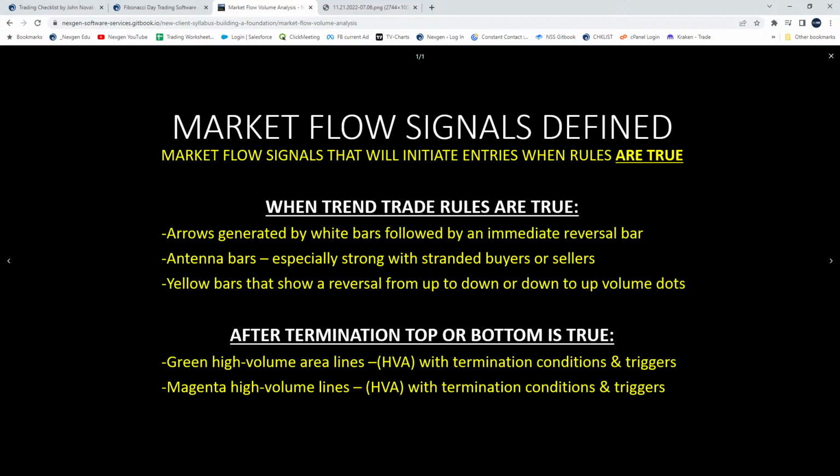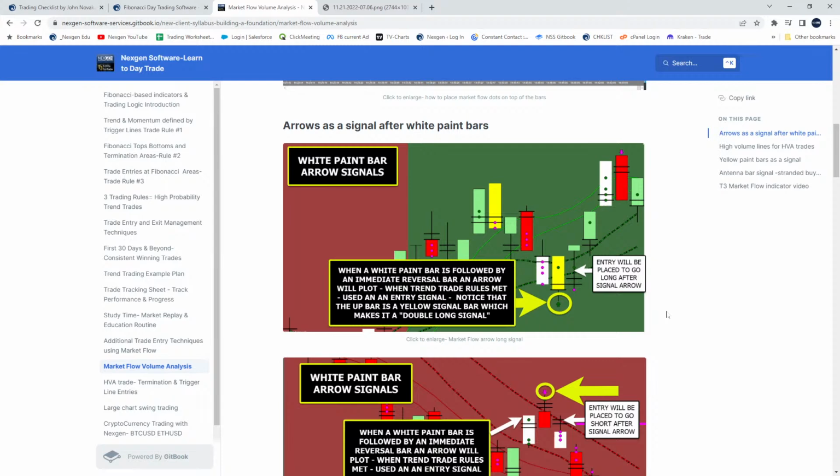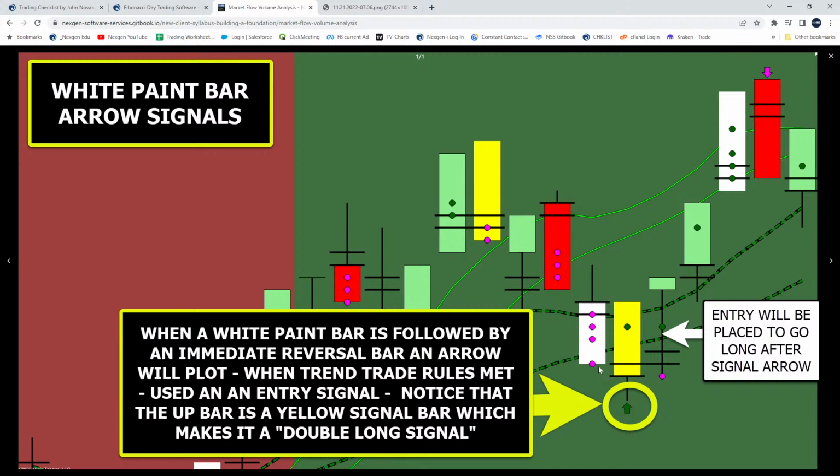Now, you'll find additional uses for it later as you go. I mean, there's a lot of patterns that we've put in here, right? For example, if you get a white paint bar down, just like what I was telling somebody earlier, a white paint bar down into the perfect spot generally makes a long signal. So you have to decide whether you're going to get in on the way down because of all the chart configuration, or you're going to place an entry after a signal to the upside. That's really your only choice. Are you going to get in on the way down, or are you going to get in after a signal?